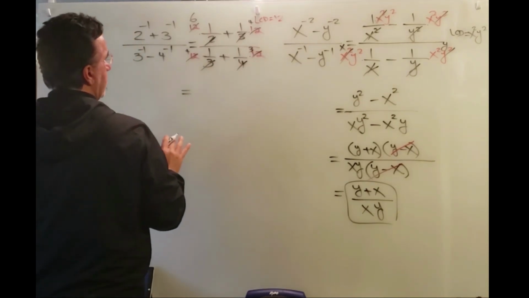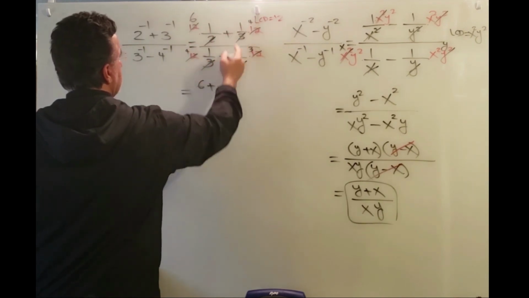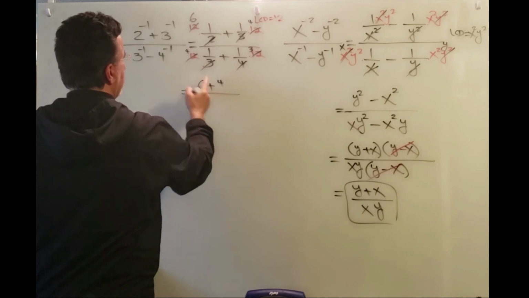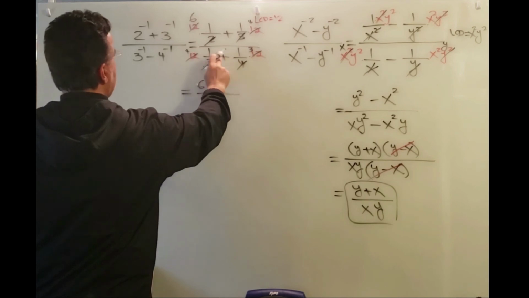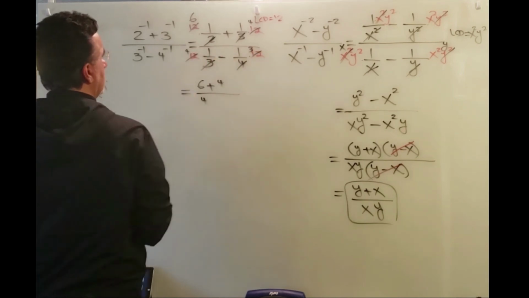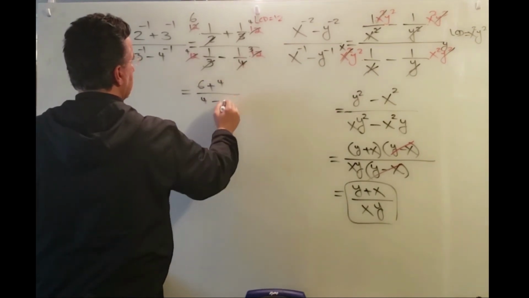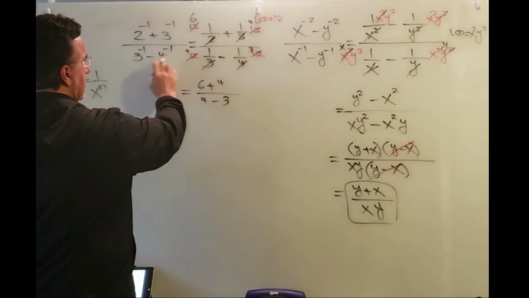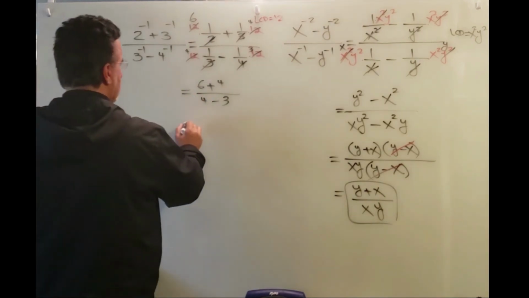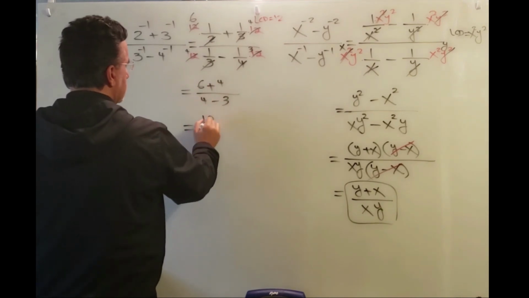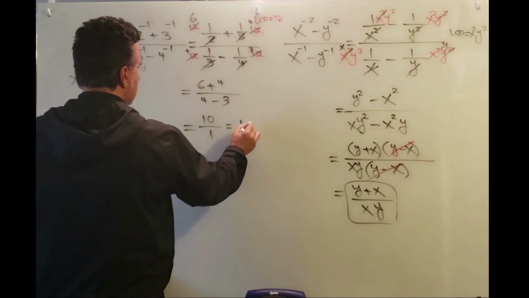So let's carefully write down what's left. We have on the top, we have 6 plus 4 over 4. This was a minus, my apologies. Change that to a minus. We have a 4 minus 3. Nothing else has changed. It's just that I wrote plus instead of minus. So change that to a minus, and we should be good to go. So we end up with 10 over 1, which is just what? 10.